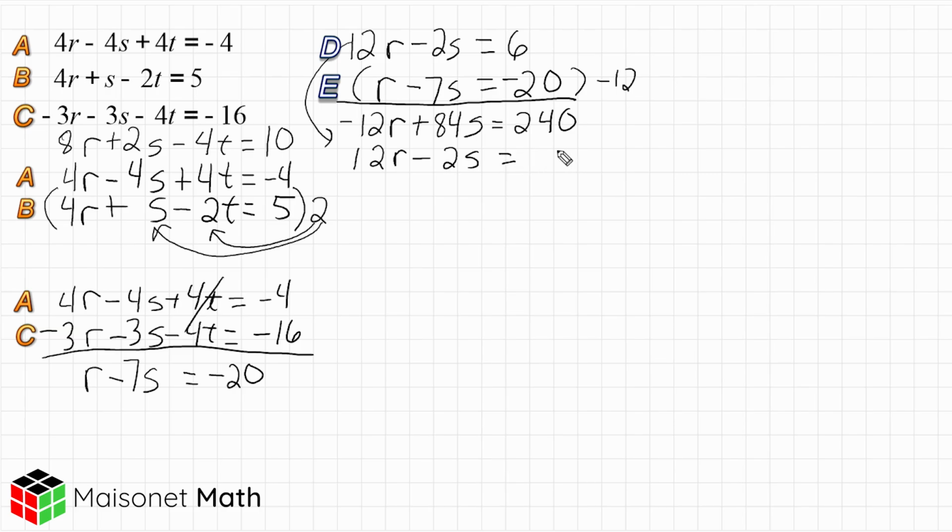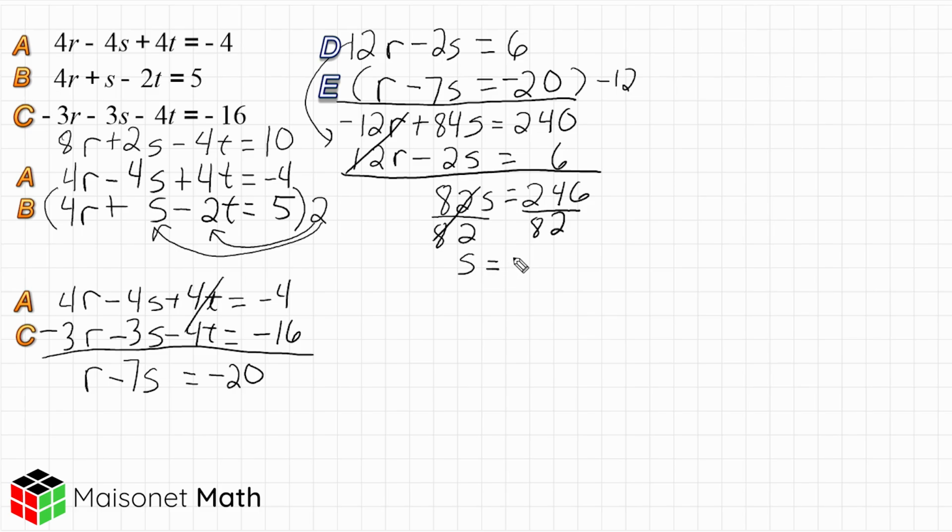All right. And what we have to do now is eliminate these r terms, and then we take 84s and subtract 2s, which is 82s. And 240 plus 6 is 246. Now what we have to do is divide both sides by 82, and that is going to give us the value of s. So these 82s cancel out to be 1, and that gives us s is equal to 3. If you divide 246 by 82, it is exactly equal to 3. So now we know what s is equal to.